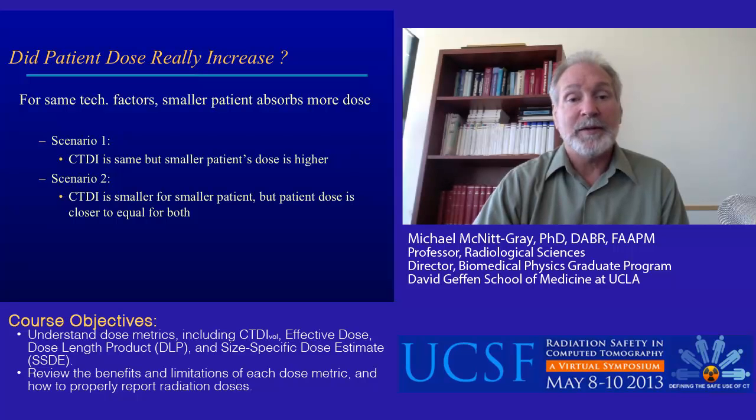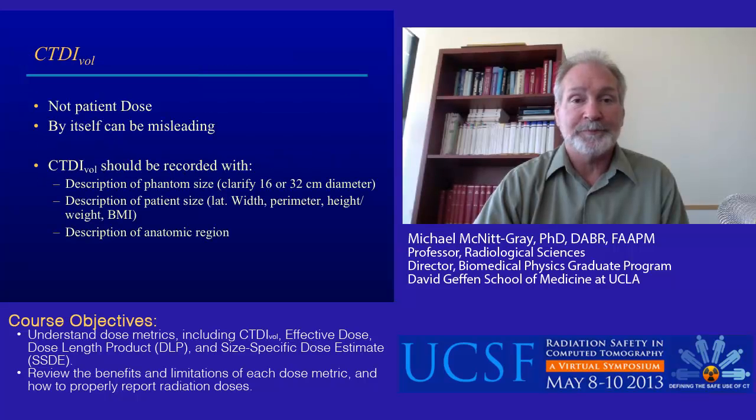In scenario one, the CTDI is the same, but the smaller patient's dose is actually higher, as we'll illustrate in a few minutes when we look at TG204's size-specific dose estimate. In scenario number two, the CTDI is smaller for the smaller patient, but patient dose is actually closer to equal for both of these two. So looking at CTDI and not taking into account the patient size does not give the complete picture.